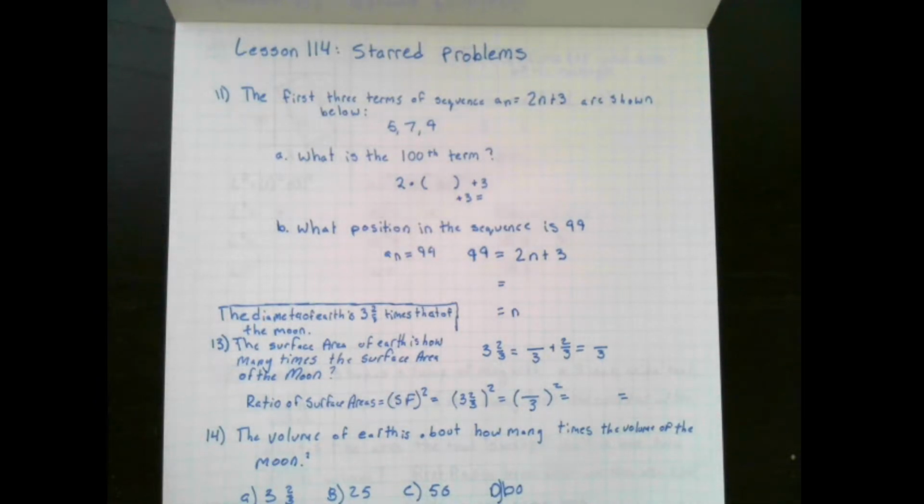Welcome to Saxon Math Course 3, Lesson 114, Starred Problems. Our first starred problem is question number 11.